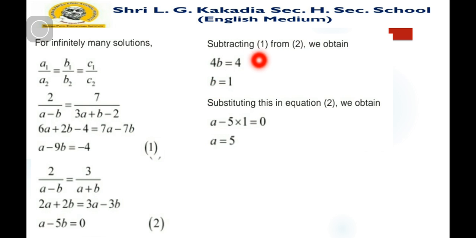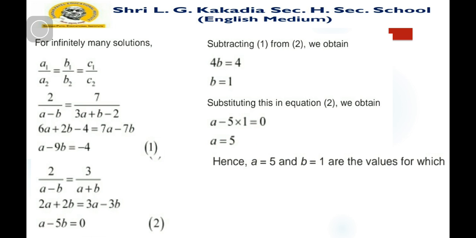So it is the elimination method. By using the elimination method, we get b is equal to 1, and we put this value of b into any of the equations, then we get a is equal to 5. So here we find the values of a and b: a is equal to 5 and b is equal to 1, such that we can find the infinite solutions of the given two linear equations.